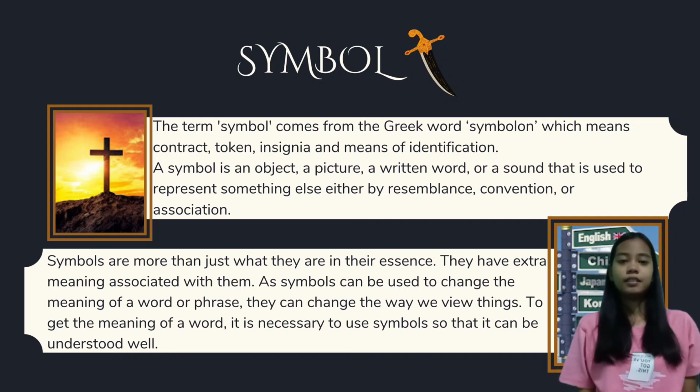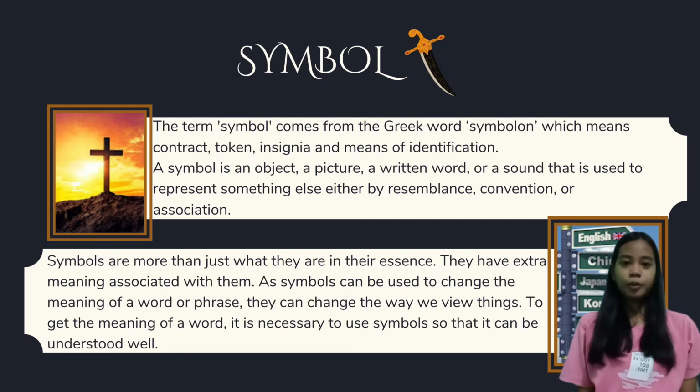It implies that a symbol is using an object that means more than its literal meaning. For example, a rose. Aside from its literal meaning as a beautiful fragrant flower, it is usually used to symbolize love and romance. Symbols are more than they are in their essence. They have extra meaning associated with them, as symbols can be used to change the meaning of a word or a phrase. It can change the way we view things.